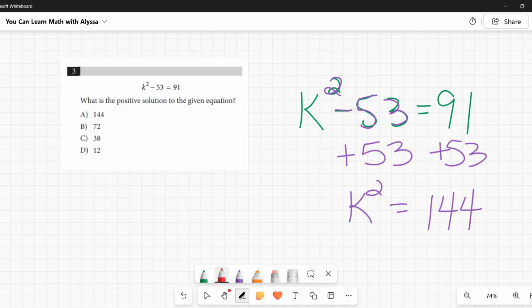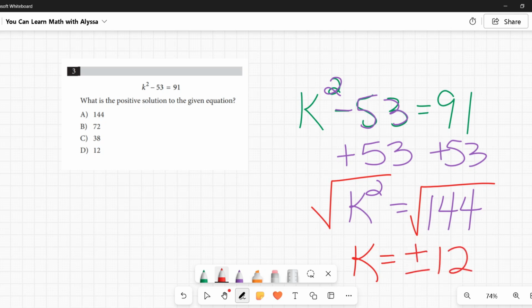Now the opposite of squaring, the way we undo that is to take the square root of both sides. So the square root of k squared is k, and the square root of 144 is either positive or negative 12. Now, they asked us, what is the positive solution to the given equation? So we want that positive 12, and that is D.